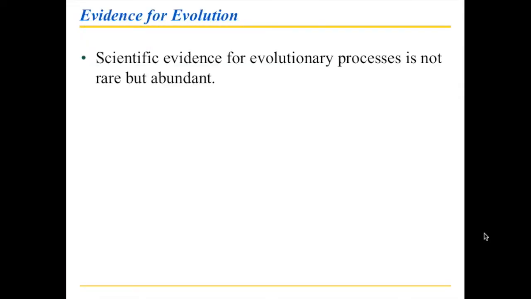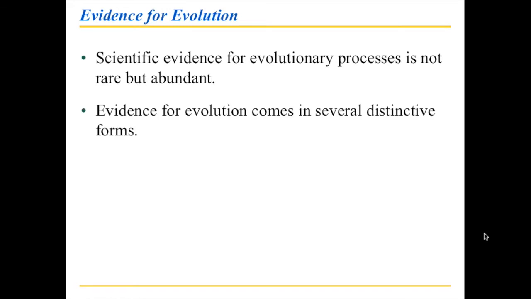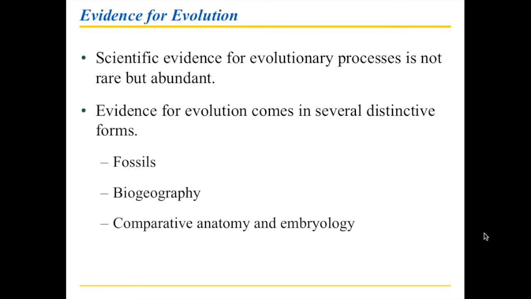of all this. It turns out that when you look for evidence about evolutionary processes, this is not something that we have to go very far to find. There's lots and lots of evidence for evolution. And this kind of evidence comes in several distinctive forms. And I'm grouping them in a certain way because that's what I find is easiest to understand. We have fossils, we have biogeography, we have comparative anatomy and comparative embryology, and then lastly we have molecular biology.